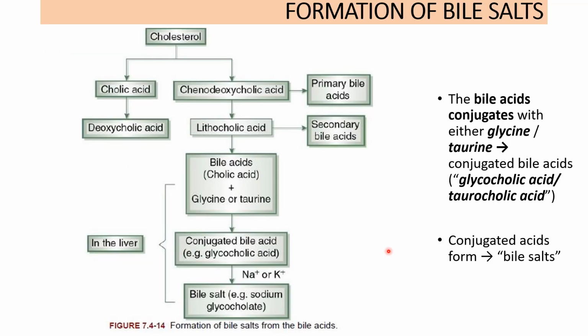Now, this diagram will give you a much clearer view about the formation of bile salts. Inside the hepatocytes, cholesterol is utilized to form cholic acid and chenodeoxycholic acid. Inside hepatocytes, these bile acids undergo a process called conjugation with glycine or taurine and form conjugated bile acids, namely glycocholic acid or taurocholic acid. Further, these conjugated bile acids combine with sodium or potassium salts to finally produce bile salts, namely sodium glycocholate or sodium taurocholate.